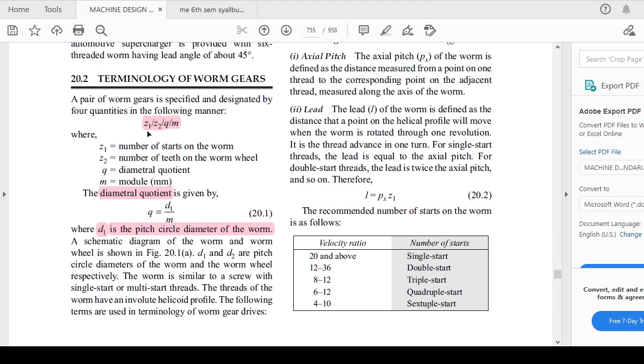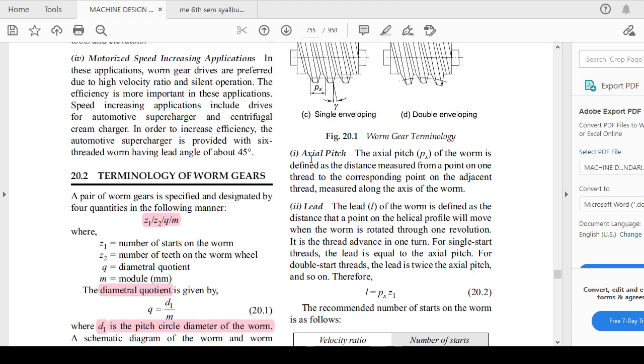So in the numerical they will just give you values like 20, 10, 5, 4. In this way you can just write down these values as Z1, Z2, Q and M. Okay, next is your axial pitch. The axial pitch of the worm is defined as the distance measured from a point on one thread to the corresponding point on the adjacent thread, which you are also studying.